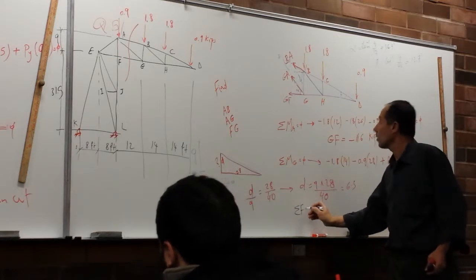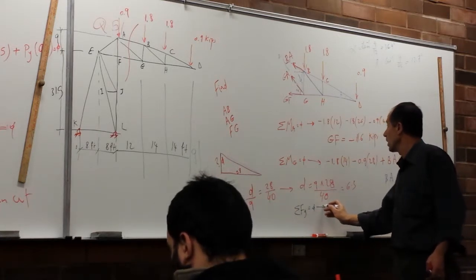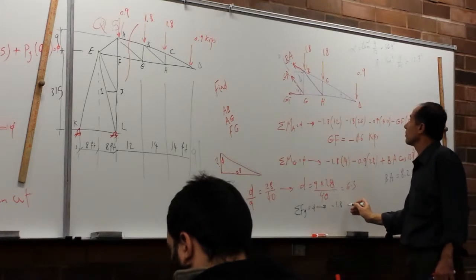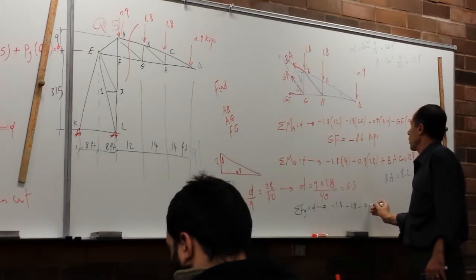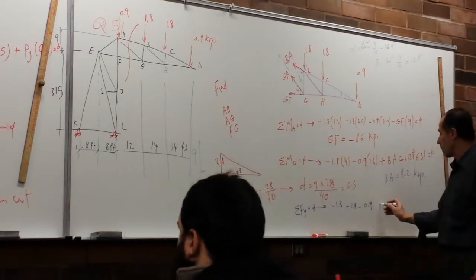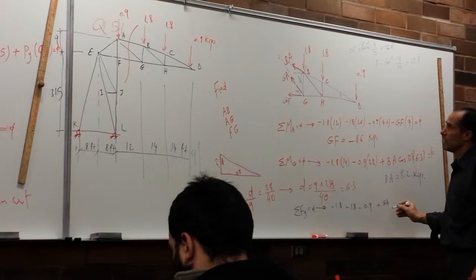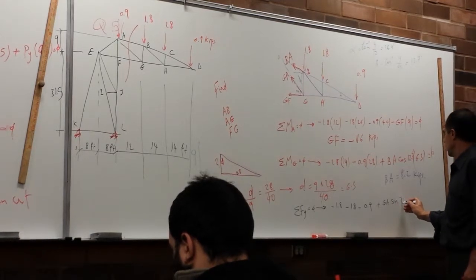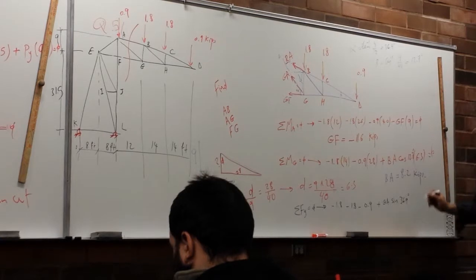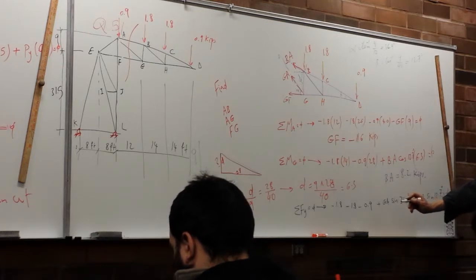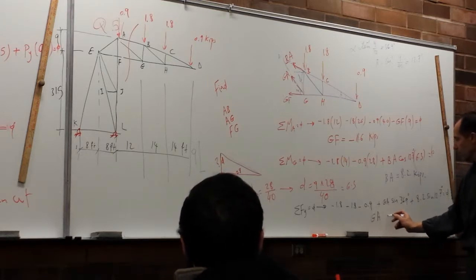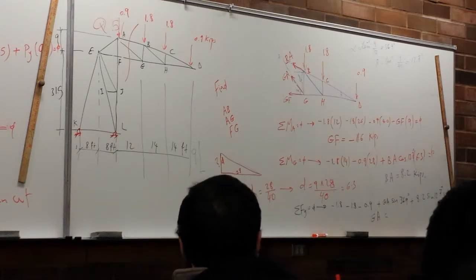Sum of forces on Y, for example, equals 0. From here I have negative 1.8, negative 1.8, negative 0.9. Then I have positive GA sine alpha. Sine 36.9 is positive. Then I have positive BA, 8.2 sine beta, equals 0. One equation with one unknown, GA. Give me a number, please.